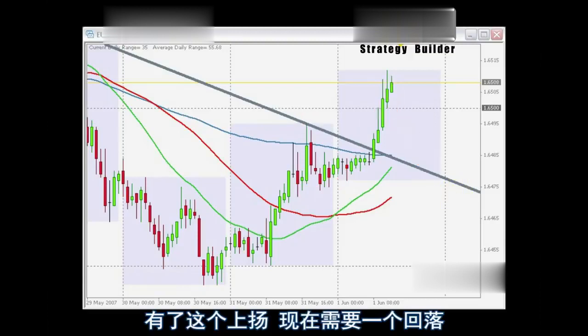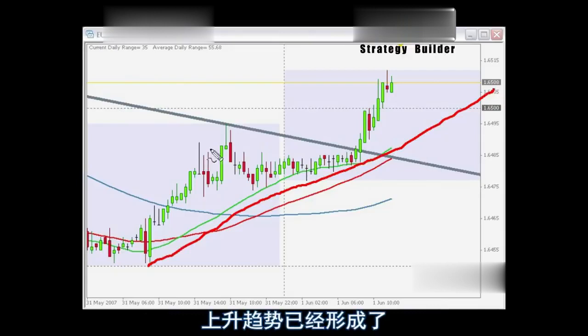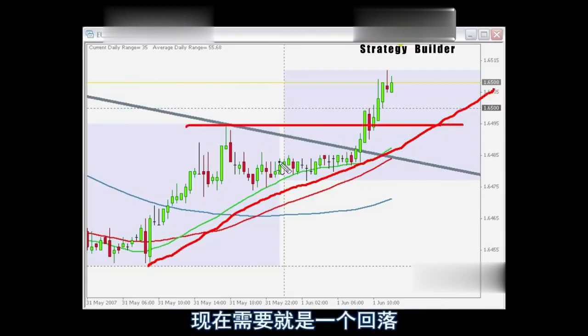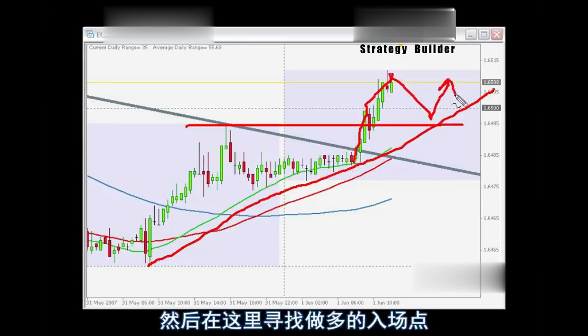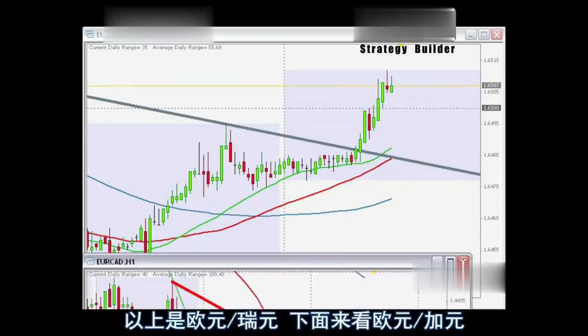In the 30-minute chart, already the moving averages are pointing up, and an uptrend is being formed. So basically, what I'm looking into is a possible retrace back to this area, and then from here search for a long entry. All right, that's the Euro CHF.